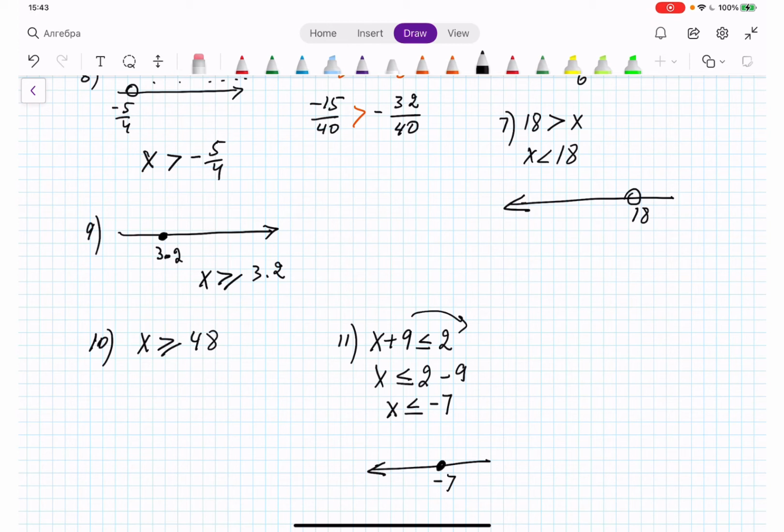Question number 12. We have negative 6x less than 54. So how much is it going to be? We need to find x, so we need to divide by negative 6, right?